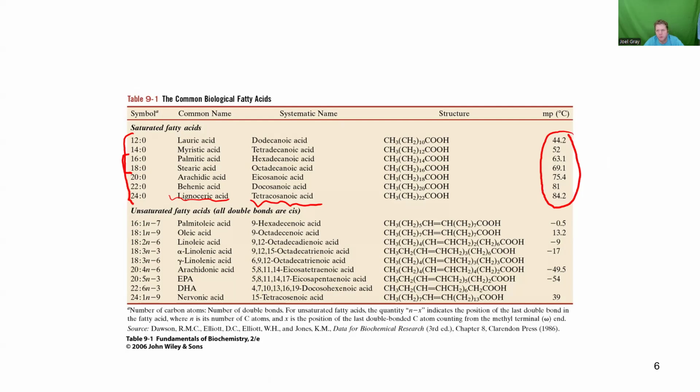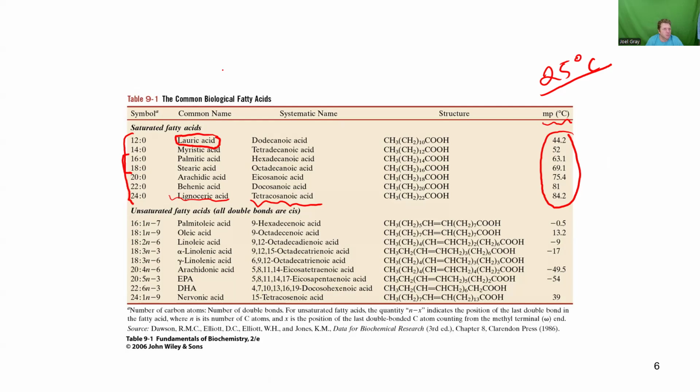This column right here shows our melting points. That means the temperature at which we go from a solid to a liquid. This is all measured in degrees Celsius. If room temperature is, let's call it, 25 degrees Celsius, and we were to take something like lauric acid and incubate it at room temperature, 25 degrees Celsius, is lauric acid going to be a solid or a liquid at that temperature?